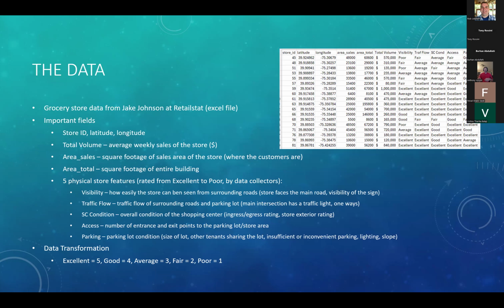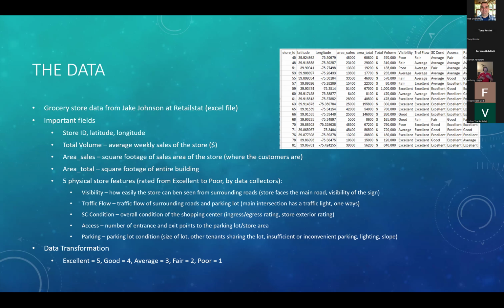And so after getting the data and looking it over, I identified the important fields as the store ID, latitude, longitude, the total volume. So this is the average weekly sales of the store. So whenever I talk about volume, that's what I am referencing. We also want to know the square footage of the sales area, so where the customers are shopping, and then the total square footage of the entire building. And finally, we make our way down to the 5 physical store features. So these are the main fields that we're interested in looking at.